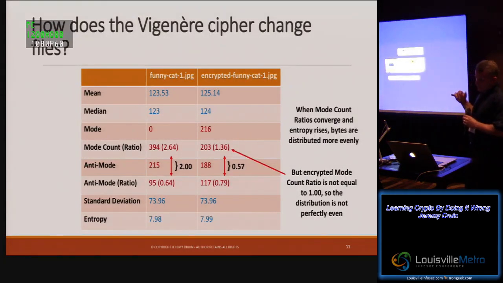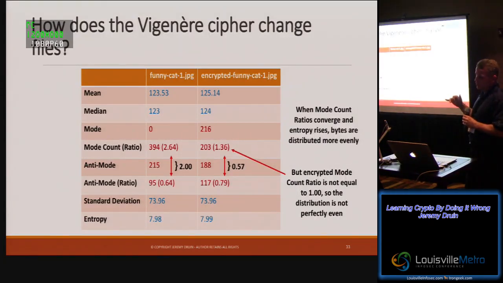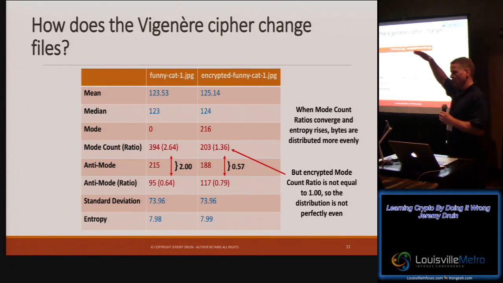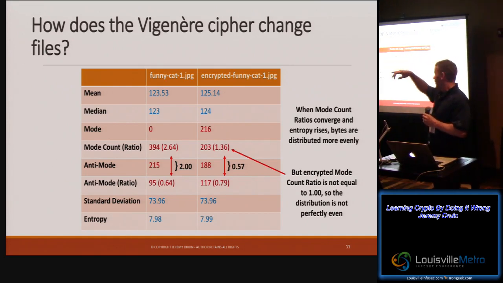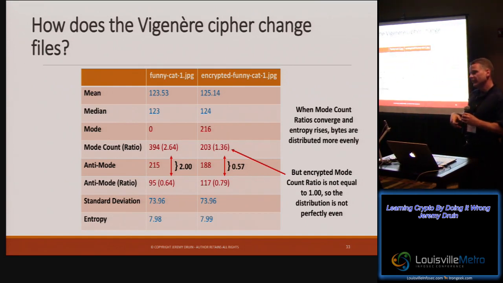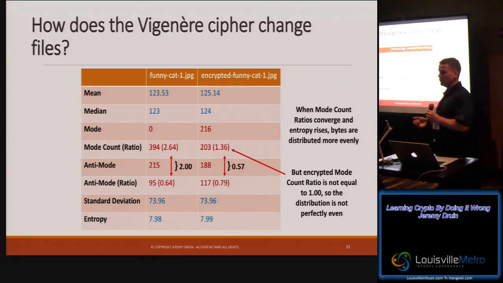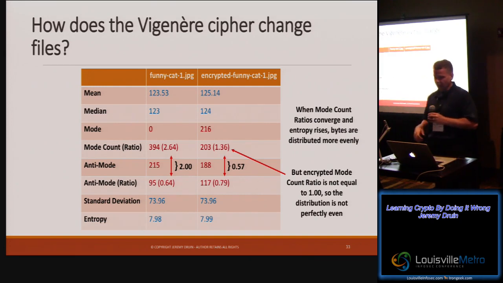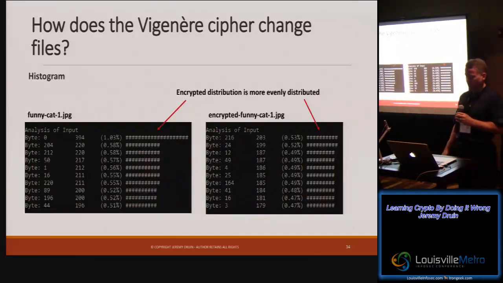And in this case, what we see is that the mode count ratio was actually 2.64, so it's not 1-to-1. The mode count ratio is way off. It's really, really high on the unencrypted files. But it dropped all the way to 1.36 on the encrypted files. So Vigenère is actually taking it from like 164% overage down to a 36% overage. So it is, in fact, smoothing things out.